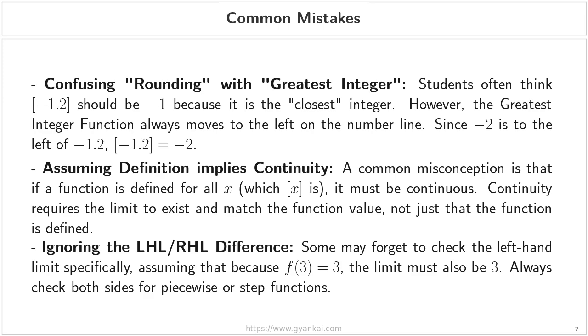Finally, avoid ignoring the difference between the left-hand limit and the right-hand limit. Some students might see that the function at 3 equals 3 and automatically assume the limit is also 3. But, as we demonstrated in our step-by-step analysis of integer points, you must always check both sides. For piecewise or step functions like this one, the left-hand limit and right-hand limit often differ, and it is this exact discrepancy that creates the discontinuity.